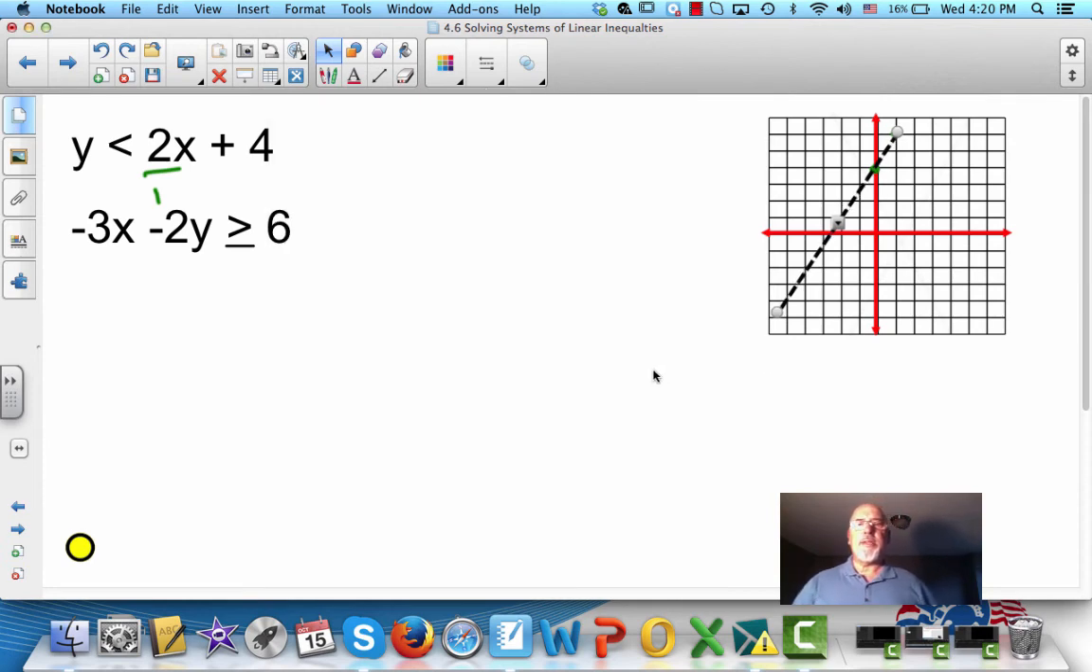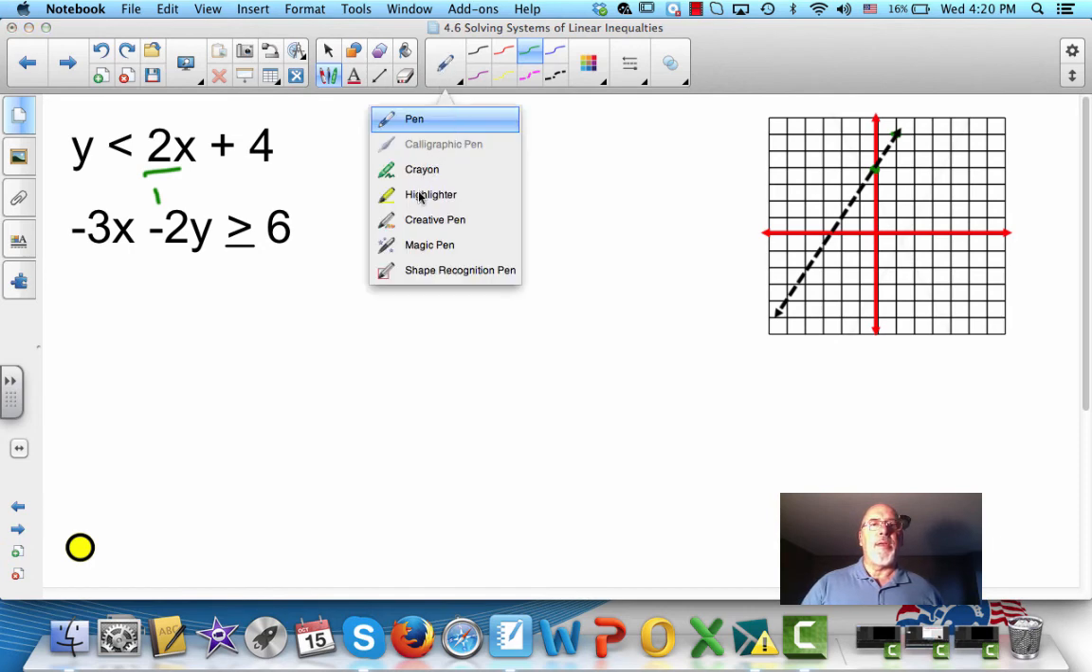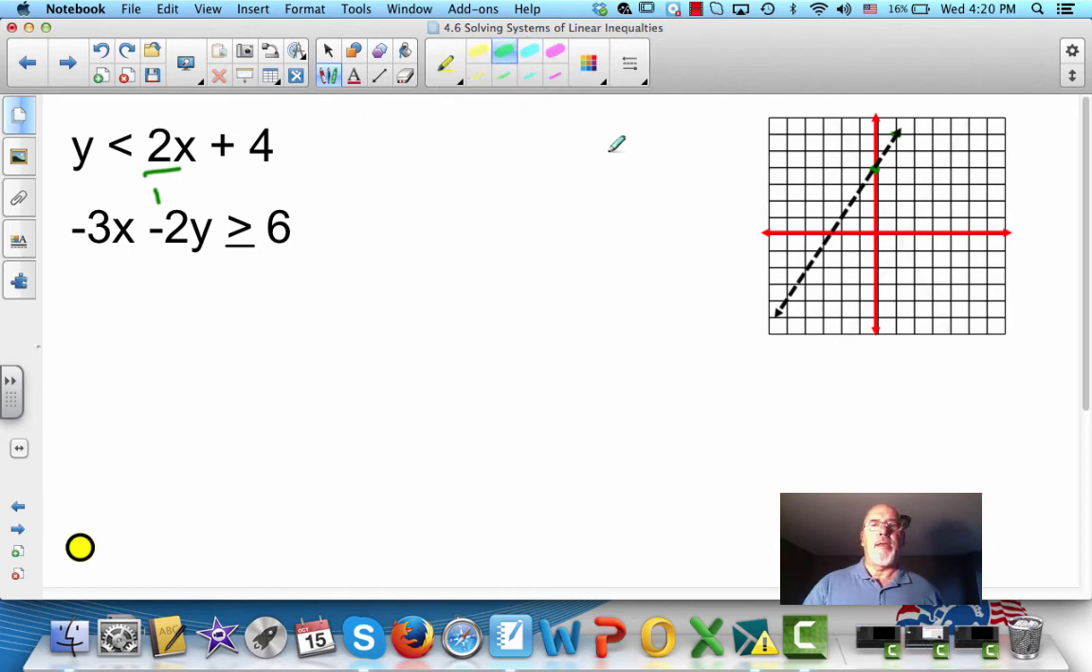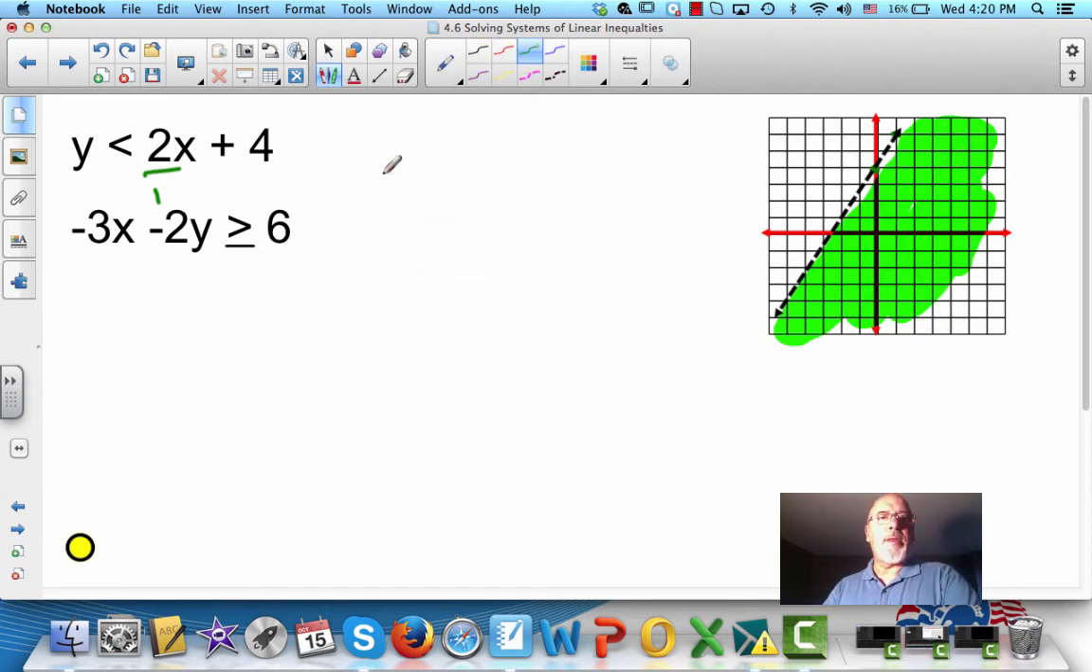Put our arrows on the end. And we're going to shade below it, right. So I hope that you shaded below it. So we shade below the line. Whoa, lots of drawing on this one. Okay, so now let's come over here and do the other one. Let's get my pen back.